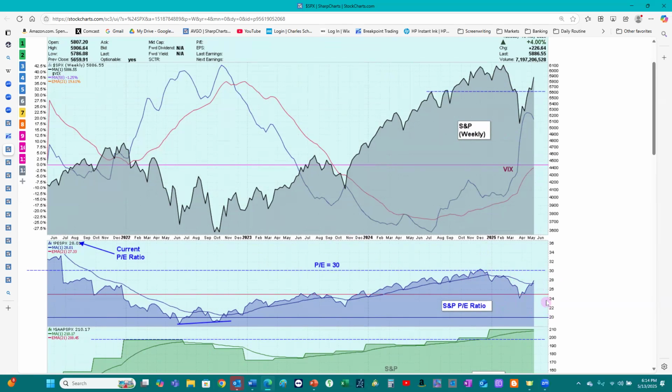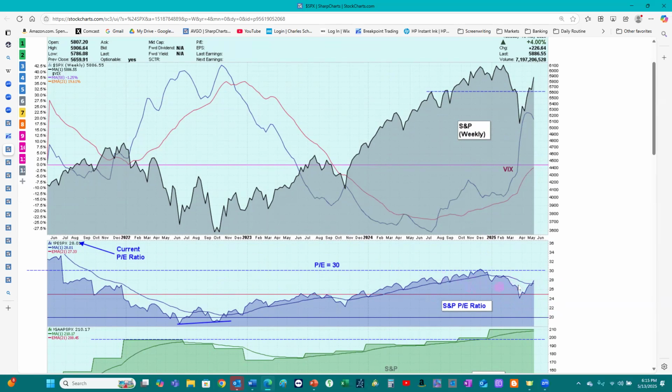Normal is somewhere between 20 and 25 down here in this area. And it got down there very briefly and then started going back up again. So we're getting back up to an expensive area. We'll see if that's going to have any effect or not.